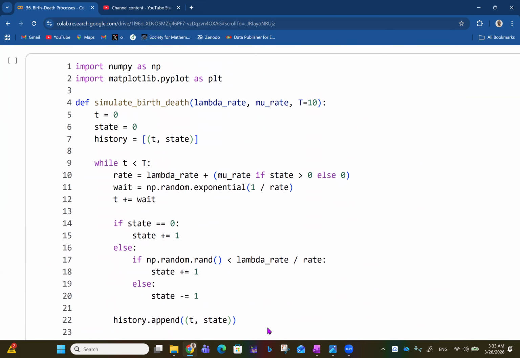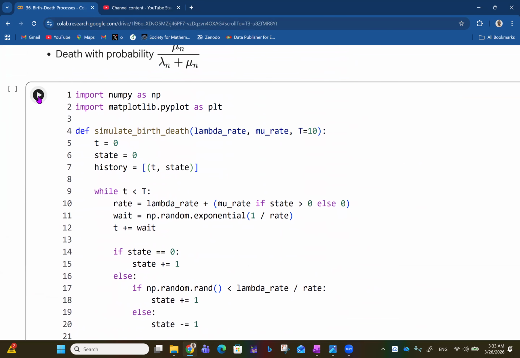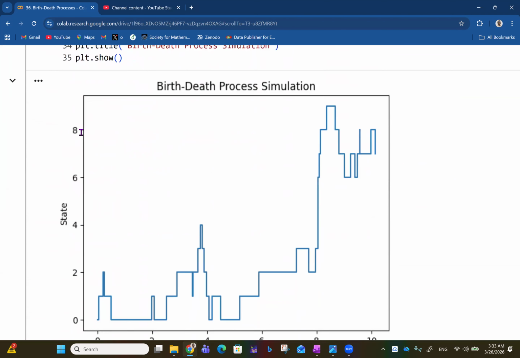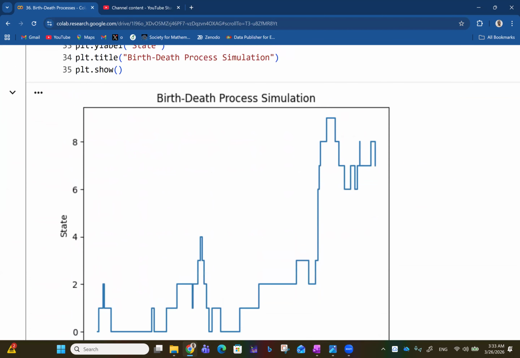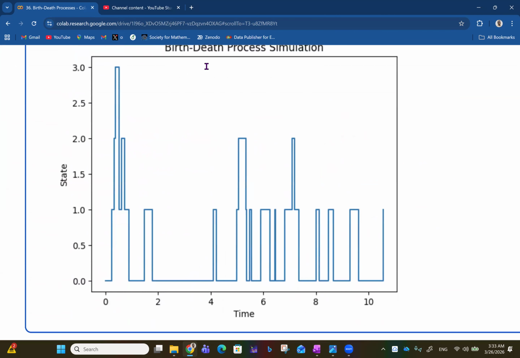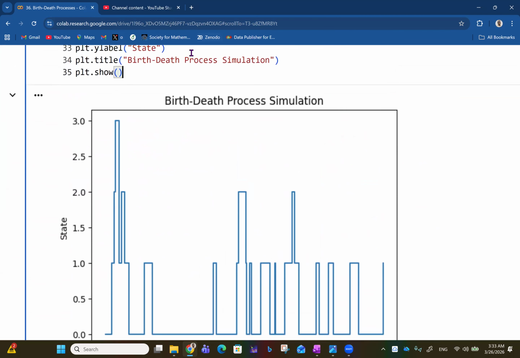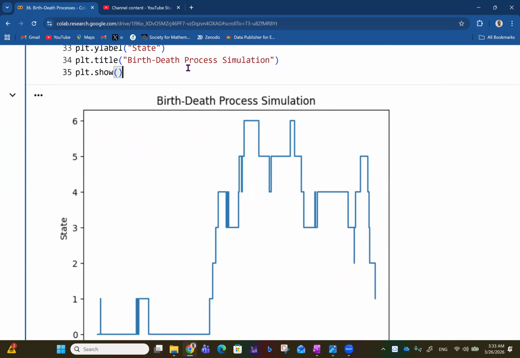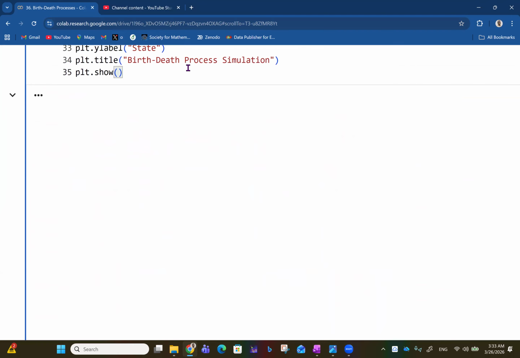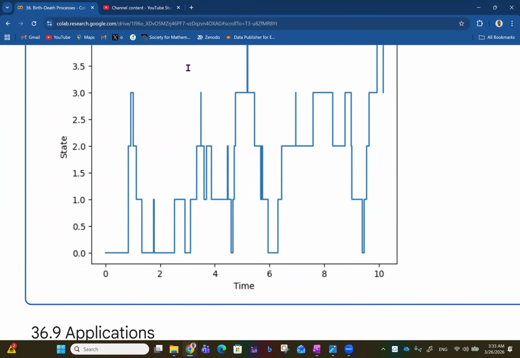Okay. And of course, you want to see this. When you have all of this, then you have the birth-death simulation. As you keep running it, it keeps changing for sure. It keeps shifting shapes because it's a stochastic process. It's a system evolving over time with randomness, with uncertainty. So that's the birth-death process simulation.